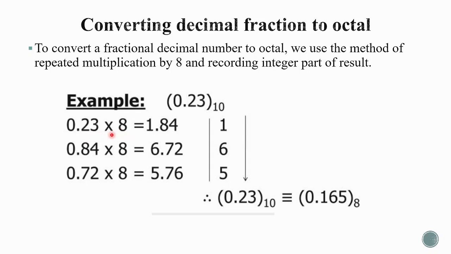0.23 into 8 is equal to 1.84. Here 1 is the integer part, 0.84 is the fractional part. So record this integer part. 1 is recorded and the fractional part is again multiplied by 8. 0.84 multiplied by 8 equals 6.72. In this result, the integer part is 6 and the fractional part is 0.72. So integer part 6 is recorded here and the fractional part 0.72 is again multiplied by 8, equal to 5.76. Here also the integer part is 5, and record this integer part.